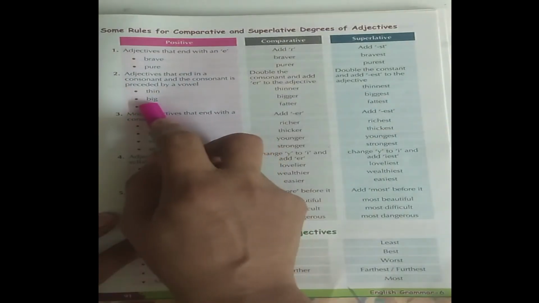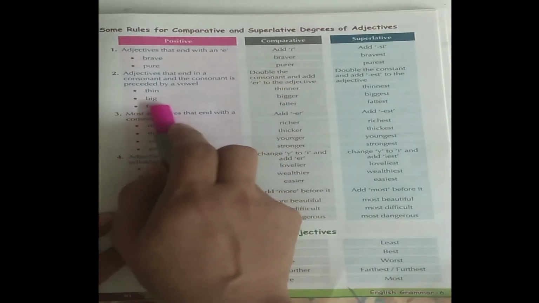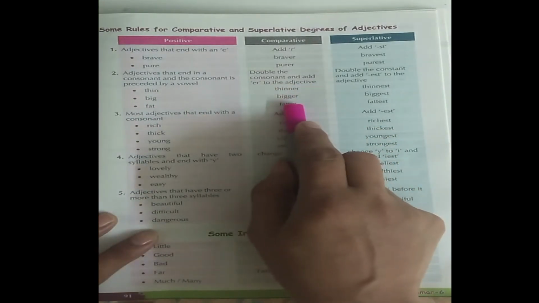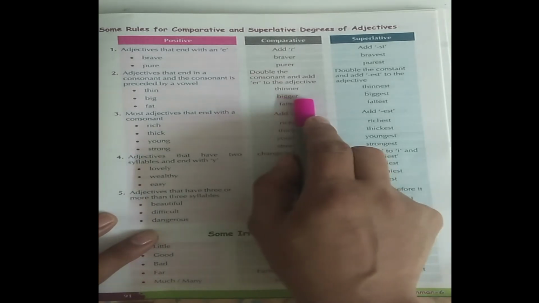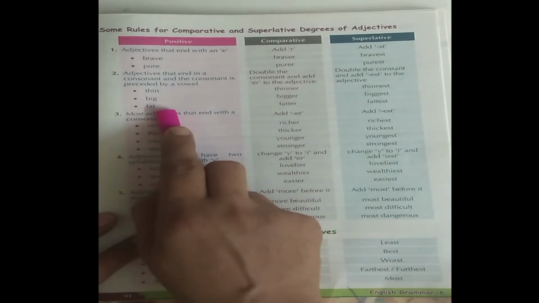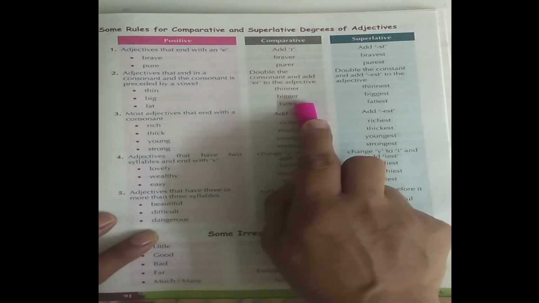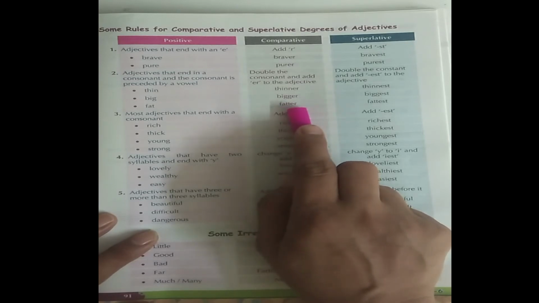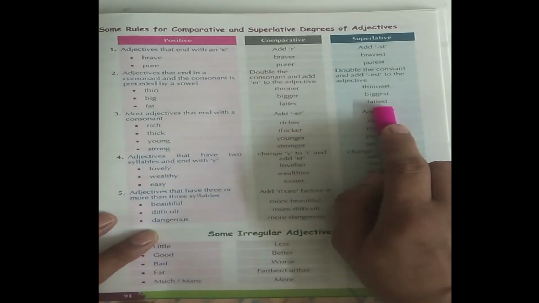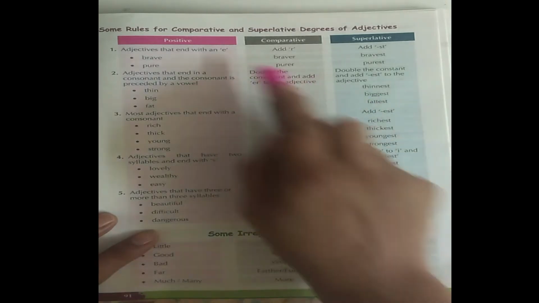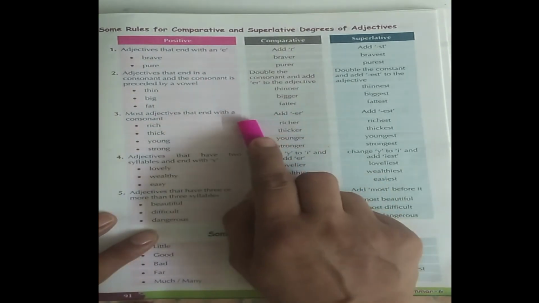Right. The second example over here is big. What will be the comparative degree of big? Bigger. Biggest. The third example is fat. Its comparative form is fatter, F-A-T-T-E-R, and the superlative is fattest. I hope these 2 points are clear to everyone.